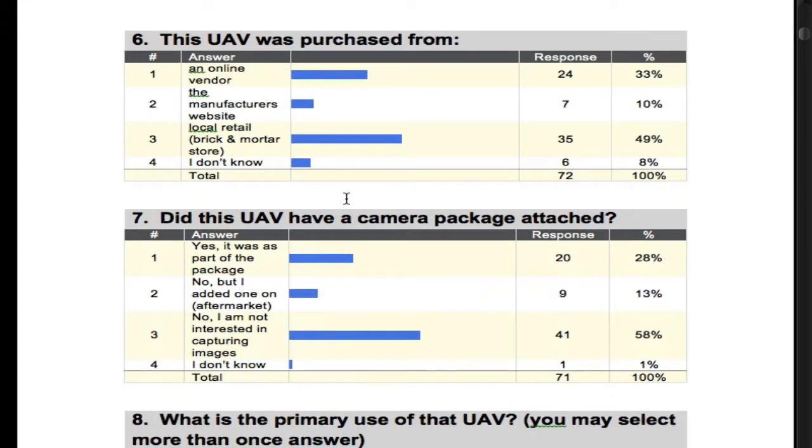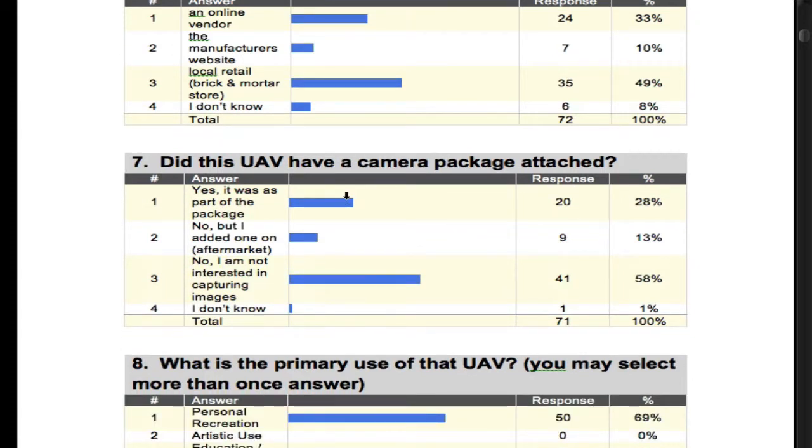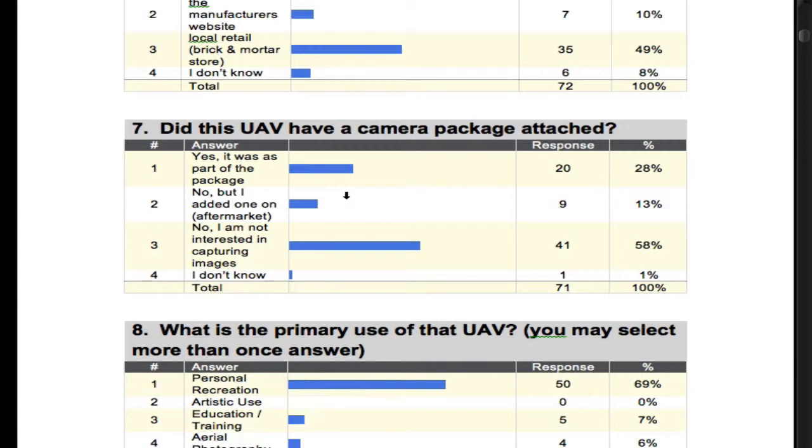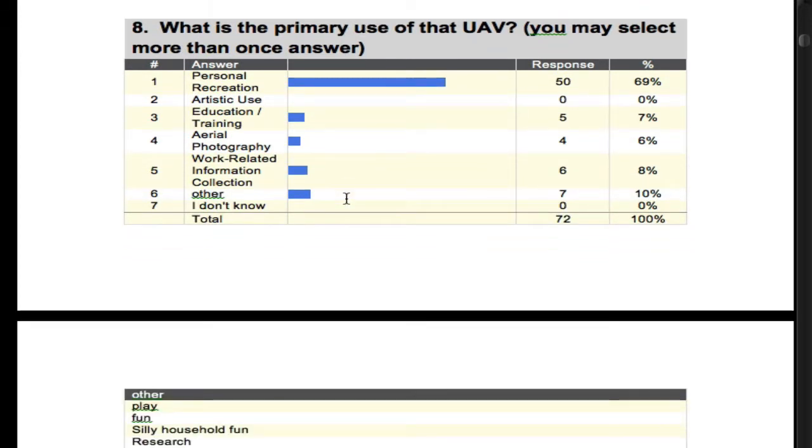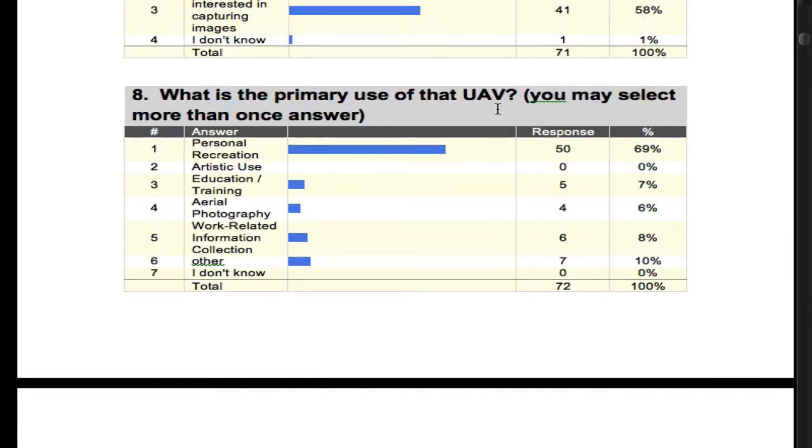Again, if they said they had purchased it, they got this question. Where'd you get it from? And did this UAV have a camera package attached? Did it not have a camera package attached, but you would like one? Or did it not have one and you didn't care about that? And then this is the last one. So what was the primary use of that UAV? So if they did say they had purchased one for themselves or someone else, they had these several questions.